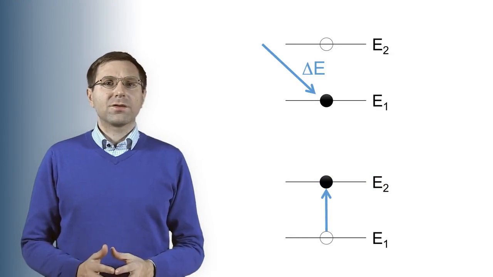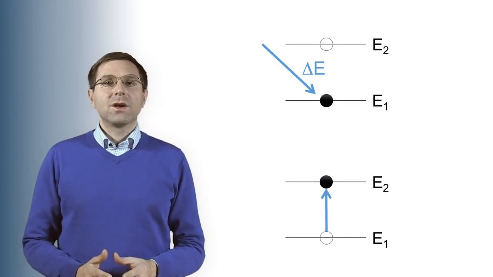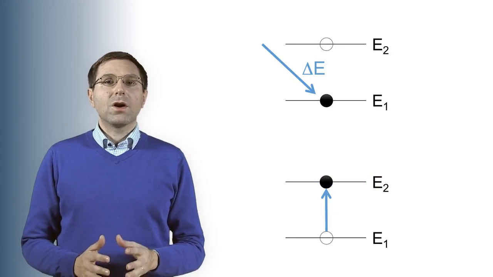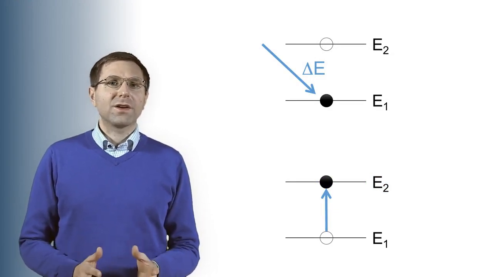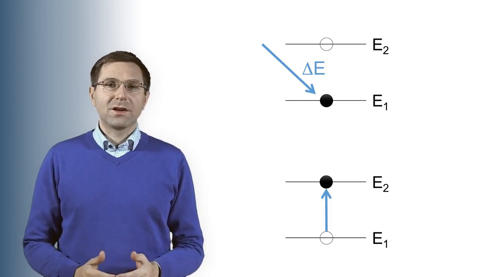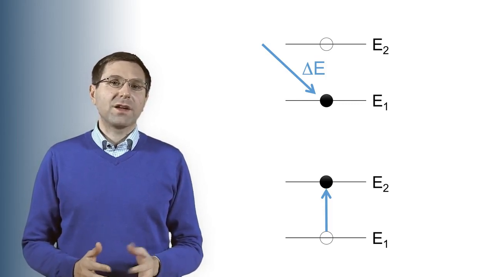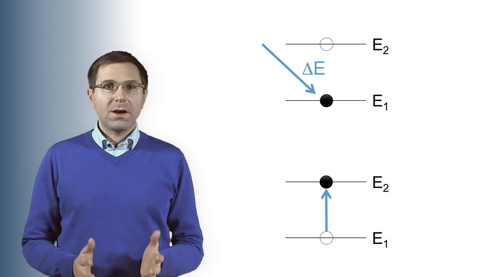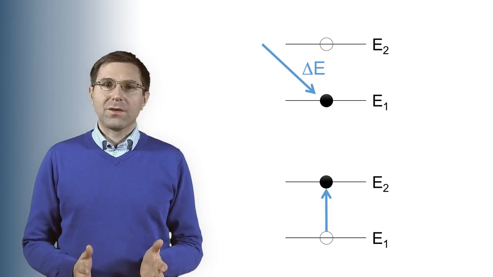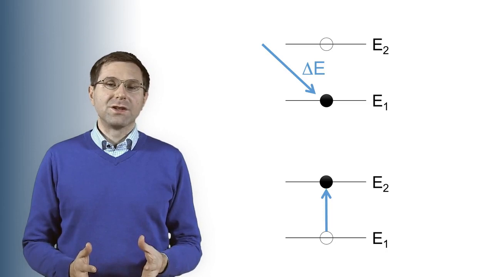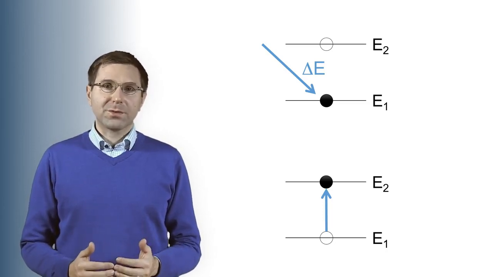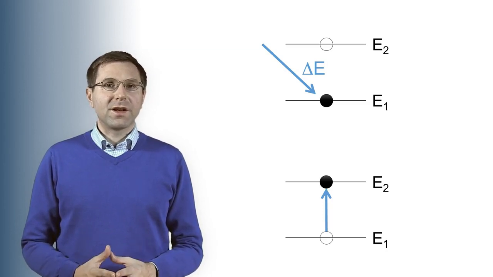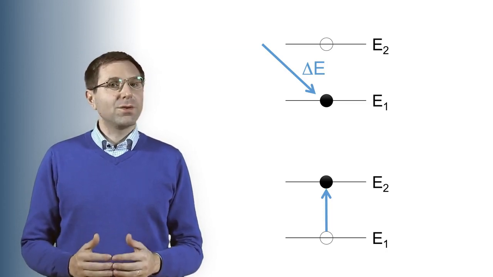In order to illustrate absorption and emission, we need to look at what happens on an atomic level. Somewhat simplified, we can say that we assign a certain energy level to an atom. Let's call this energy level E1. If a photon or electromagnetic wave with a certain frequency and energy called delta E interacts with the atom, it's possible that the atom absorbs this energy to reach the state E2.